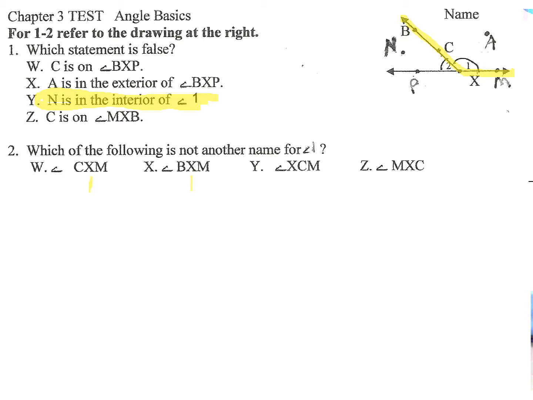So if it doesn't, and I'm asking you which one is not another name, so that one cannot work. It has C in the middle, and that's not an angle up there. It's C, point C. So all the rest of them, CXM, you could call that same angle CXM, BXM, MXC, any order, but the X has to be that middle letter. So Y is your correct answer, not another name for it.